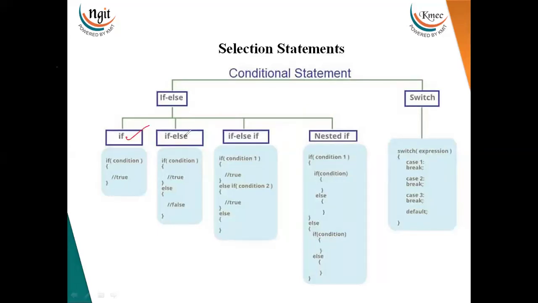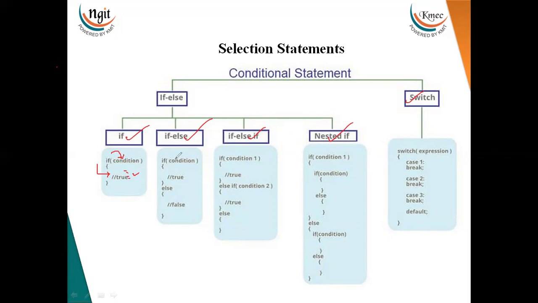So these are all the selection statements: if, if else, else if ladder, nested if, and switch. These are all the five conditional statements. First, coming to the if, what will it do? First, it checks the condition. If the condition is true, then it allows the controller into this block to execute this block of statements. This is in case of if.